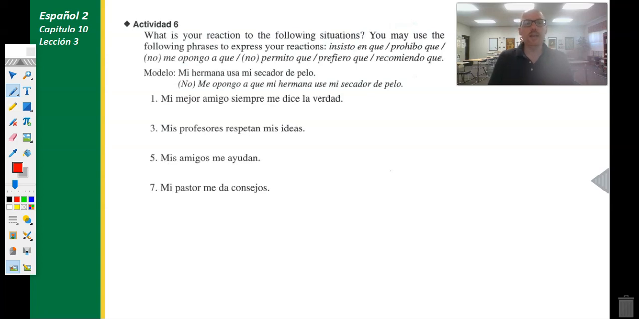Look at the modelo. Mi hermana usa mi secador de pelo. My sister uses my hair dryer. If you have sisters, maybe that's something you fight over. I don't know. No me opongo a que mi hermana use mi secador de pelo. I am opposed to my sister using my hair dryer. Or you could say, no me opongo a que mi hermana use mi secador de pelo. I am not opposed to my sister using my hair dryer.